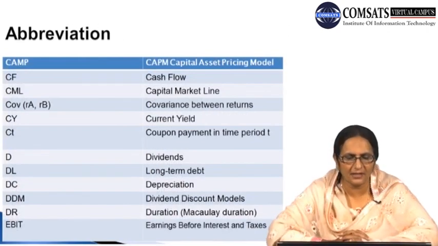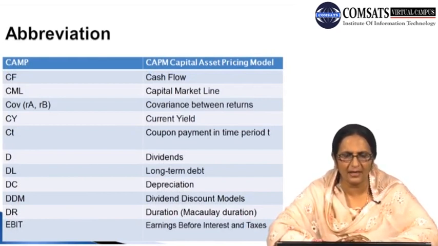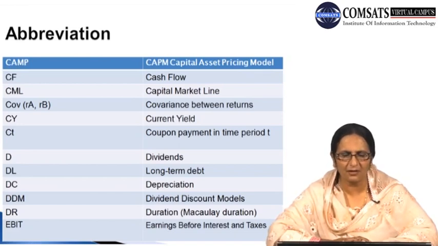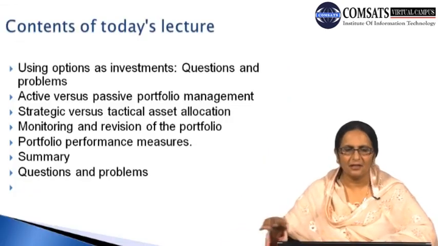And in the next table, CF indicates cash flow. CML is the capital market line. Covariance between RA and RB is the covariance between returns of asset A and asset B. CY is current yield. CT is the coupon payment in time period T. D is dividend. DL stands for long-term debt. DC stands for depreciation. DDM is the dividend discount model. DR is duration, Macaulay duration. And EBIT is earnings before interest and taxes.